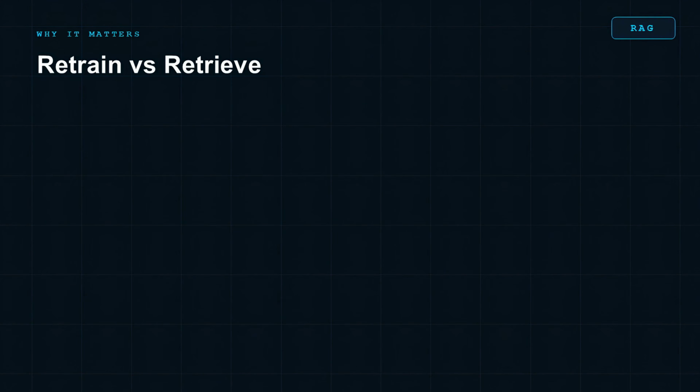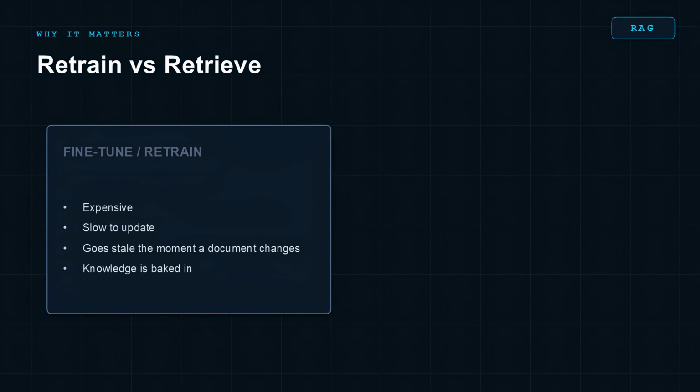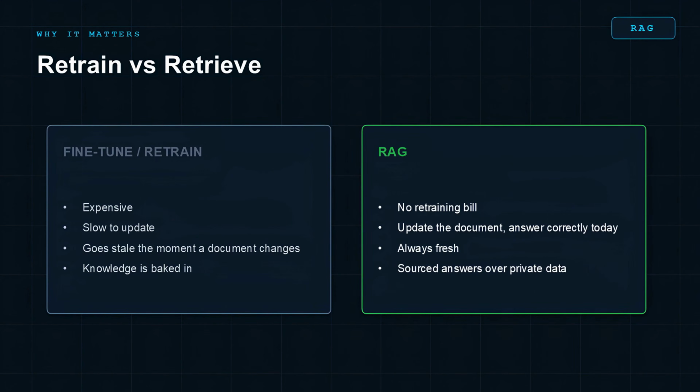Why should a leader care about a retrieval pipeline? Because RAG is how AI touches your proprietary knowledge without retraining a model, which is expensive, slow, and goes stale the moment a document changes. Update the document, and a RAG system answers correctly the same day. That's the business case. Fresh, sourced answers over private data with no retraining bill.